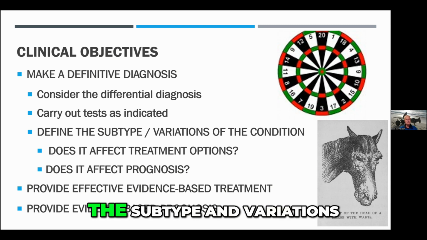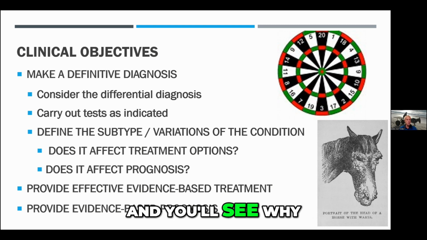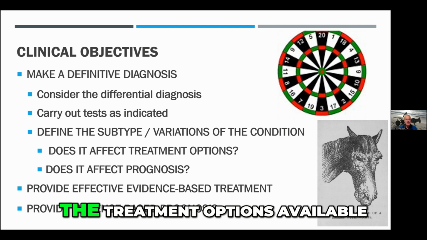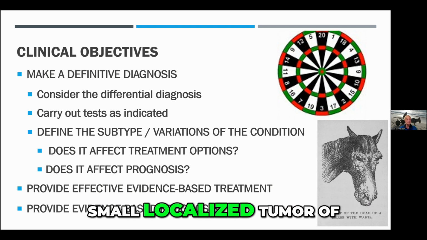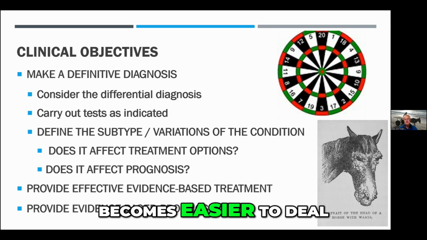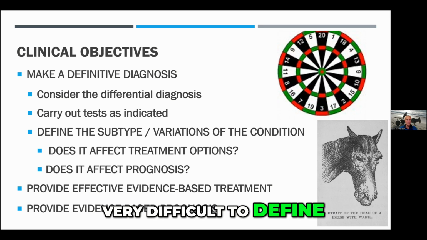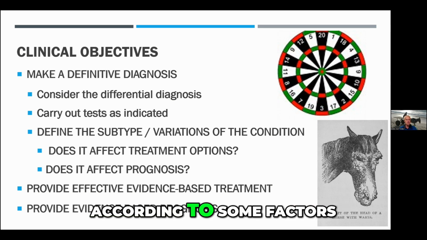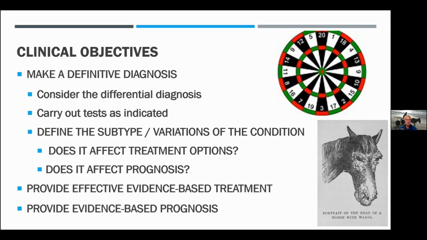We have to define the subtype and variations of any condition that we are investigating, and you'll see why that's important in a minute, because it does affect the treatment options available to you. So obviously, if you have a small localized tumor of any sort, it becomes easier to deal with rather than a lesion that is very diffuse, very difficult to define. So treatment options vary according to some factors, which we will also discuss later on in this program.